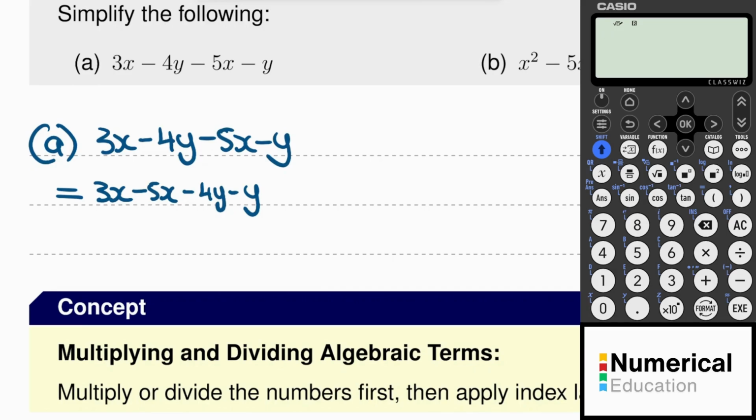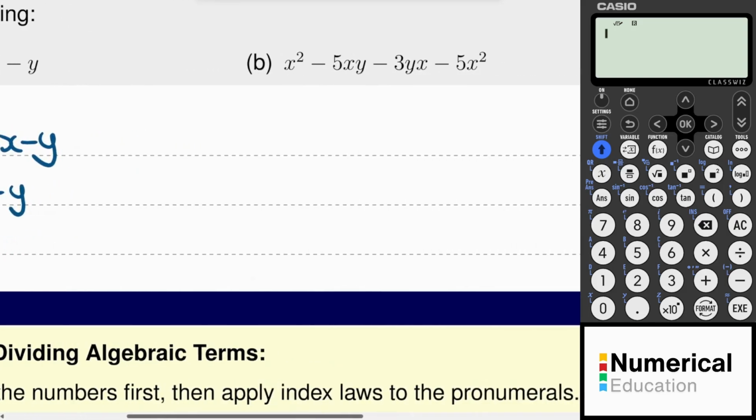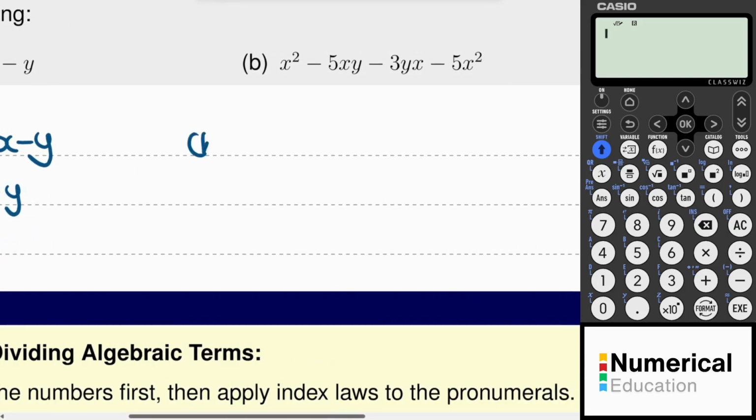Now that our like terms, the x's, are next to each other and the y's are next to each other, we can go ahead and simplify, right? So 3x minus 5x is negative 2x. And if you have negative 4y and you minus one more, you're going to have negative 5 of those y's. So that's going to be our answer there. Let's move across for part B. We'll do part B just underneath here.